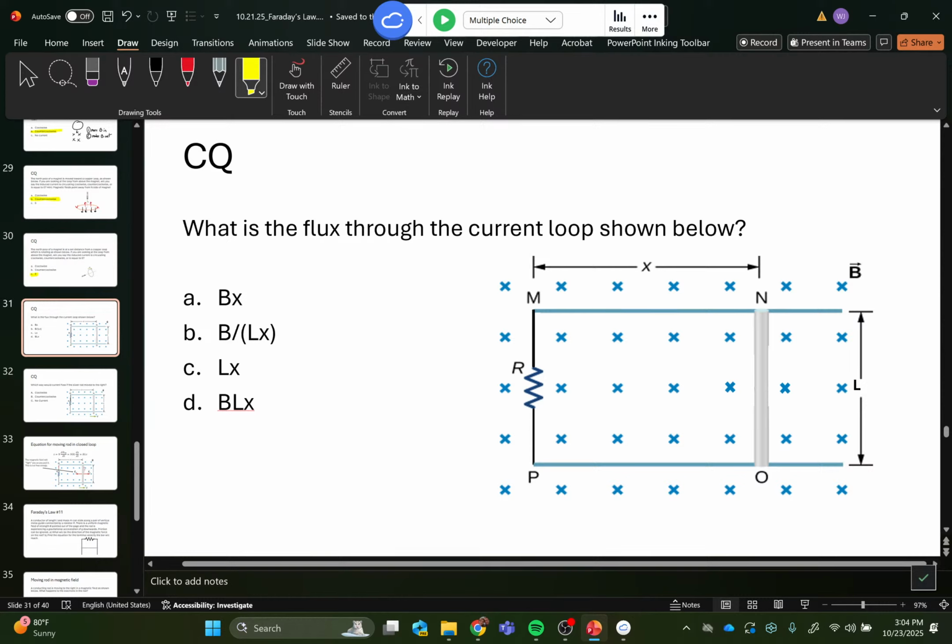Okay. So now we're going to derive something together. What is the flux through this loop? This loop is the loop formed by MNOP. It's the only closed loop in this picture. It has a width of X and a height of L. There's a resistor in it, which doesn't matter right now. And there's a magnetic field pointed into the page with strength B. What is the magnetic flux through this loop?